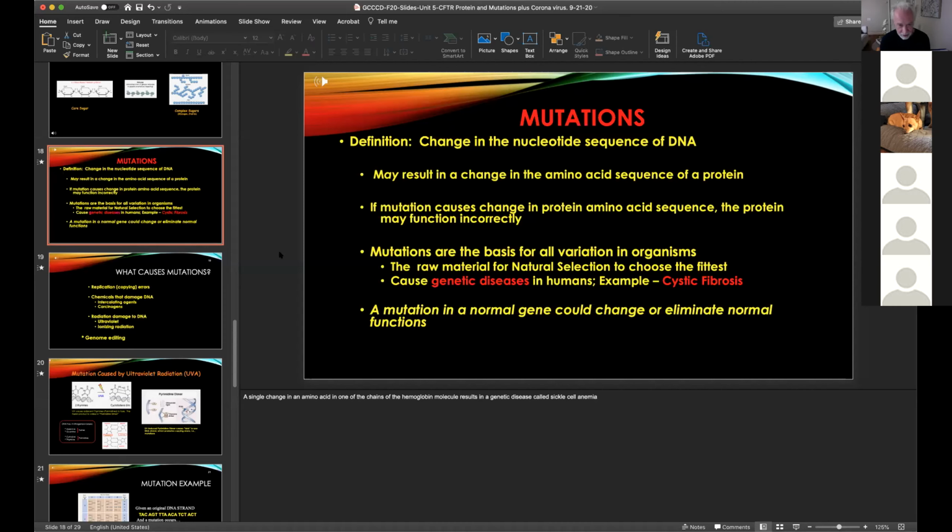Mutations are the basis for all variation in living things. Mutations are the raw material for natural selection to choose the fittest to survive. And mutations cause genetic diseases. For example, cystic fibrosis. Cystic fibrosis is a genetic disease. It does not occur without mutations.